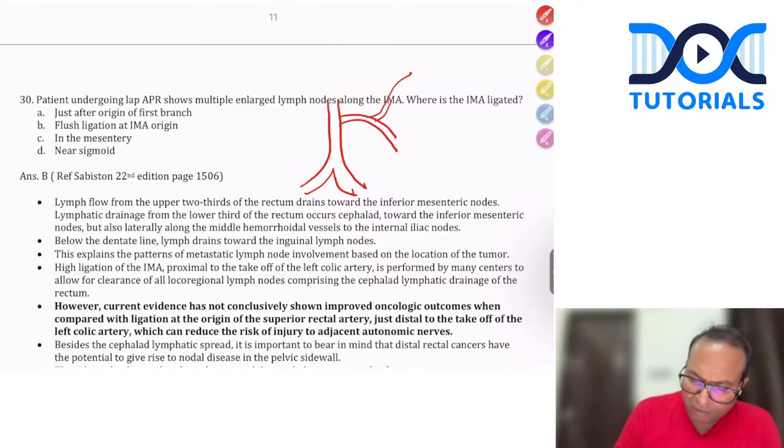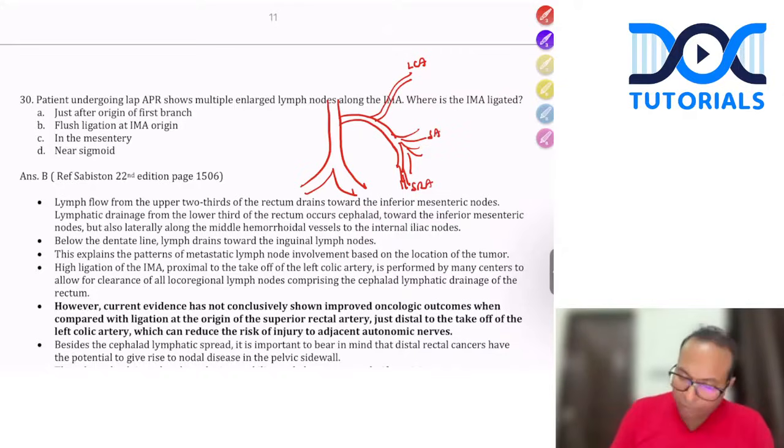It gives the first branch, the left colic artery. Then it gives sigmoid arteries, etc., and finally ends as the superior rectal artery and sigmoid arteries. So the question is, very commonly we do a high ligation at the level of origin. This is where we ligate because we will have nodes in these places. So high ligation of the IMA is a concept.